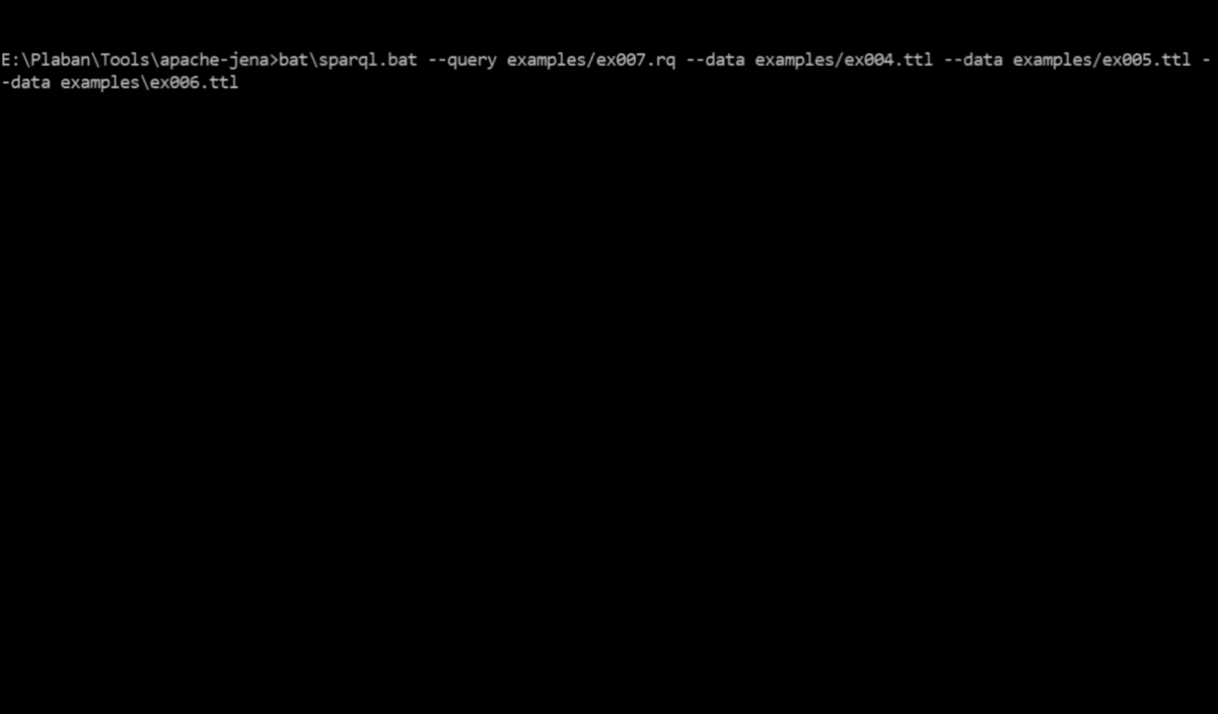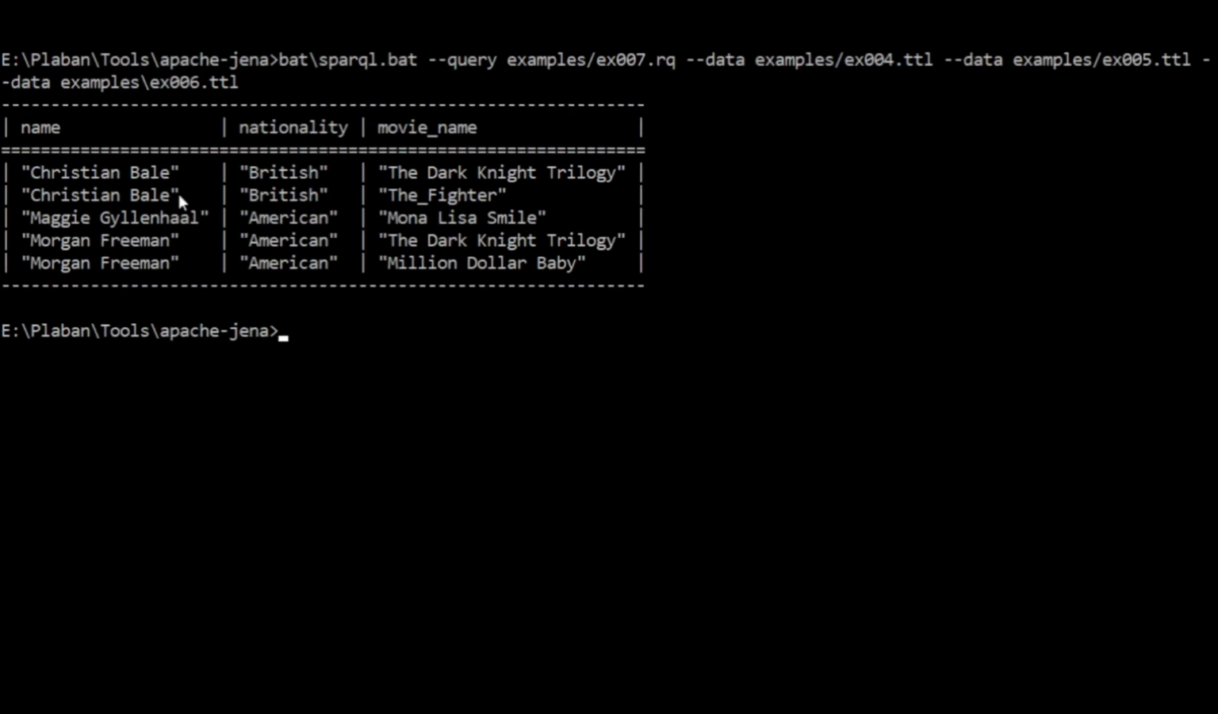So let us again go back to the command prompt to run the query. This is the query. So we have a single query. This is to be run as ex007.rq, and these are the 3 data sources that we want to query, right? If you execute this, you can see that we have results like Christian Bale has nationality British and acted in Dark Knight trilogy, and Morgan Freeman is an American person and worked in Million Dollar Baby. So you can see that the information has been collected from different data sources to provide the answer to the query, right?